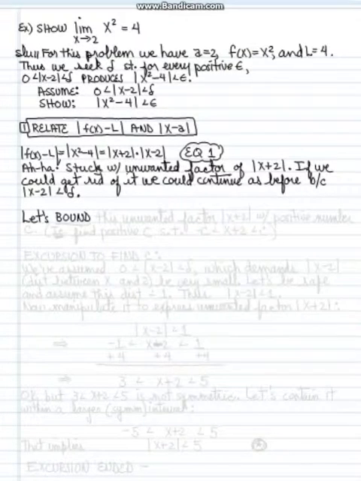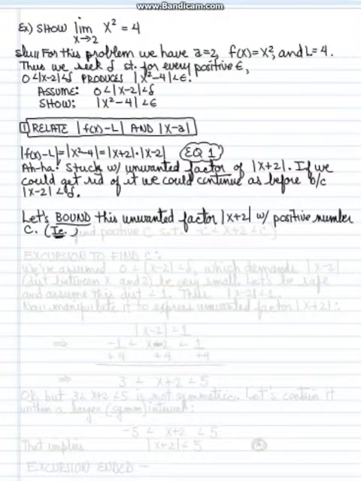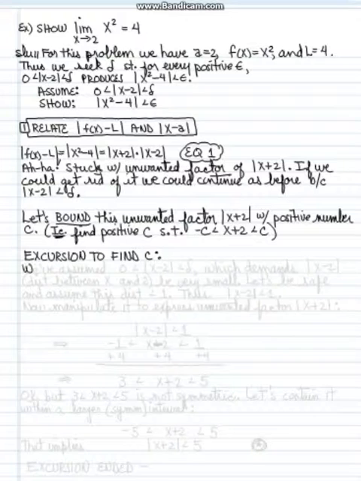Okay, let's bound this unwanted factor, absolute value of x plus 2, with a positive number c. In other words, we're going to find a positive value c such that we have a symmetric interval around x plus 2, negative c less than x plus 2 less than c. To do this, we're going to take an excursion, a little jungle cruise, in a hunt to find this value c.